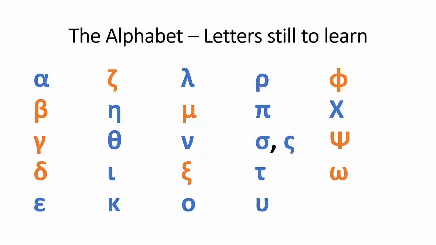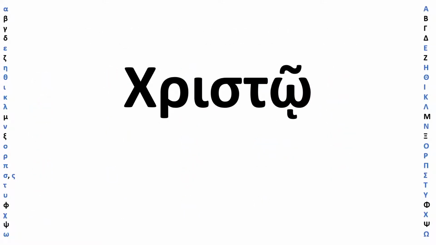Okay, so this is the Greek alphabet. In blue, we've got all the letters we saw in the previous video, and in orange, we have all the letters that we're going to see in this video. So first of all, we're going to look at our new words and see if we can identify any of these letters we haven't come across yet.